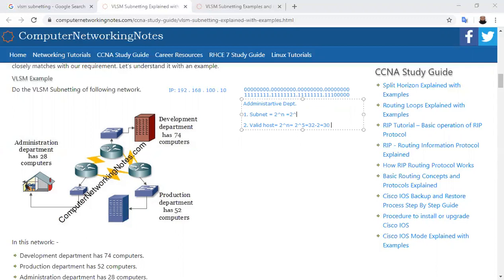So 2 power n, n means here 3. We know that the subnet equals 2 power n, where n is the number of on bits in the host part. This is a C class IP, so the last octet, the 4th octet, is the host part. So in the host part, there are 3 on bits. So the subnet will be 8, and valid host will be 30. We need 28 hosts.